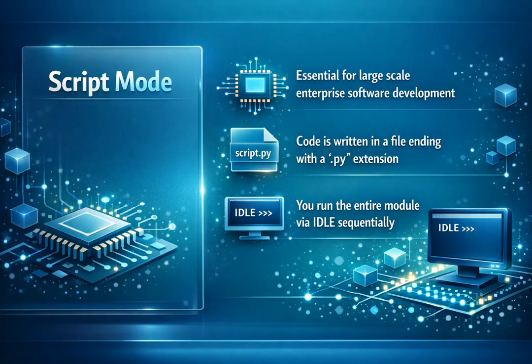Script mode is used for writing complete programs. You write your code in a file saved with the .py extension, then run it using IDLE or from the command line. This is the approach used in professional software development.